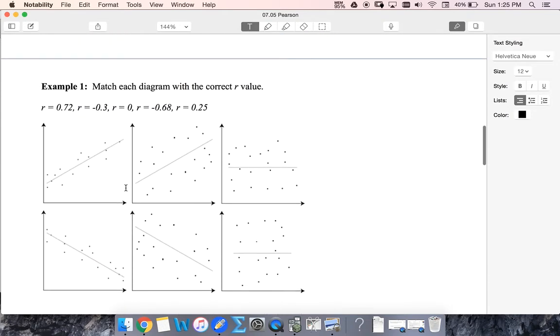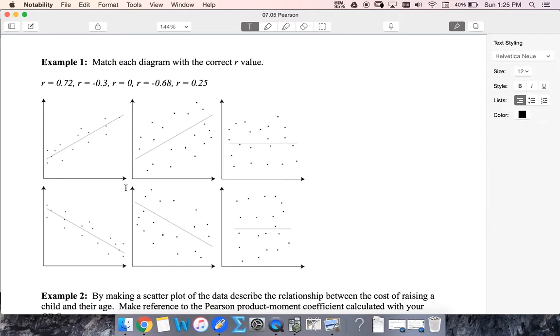So let's look at this first example. We want to match each diagram with the correct value of R. So here's our choices of R. So this one looks like strong positive correlation or moderate positive correlation. So I see positive here, I see positive here, and then this is close to no correlation, negative, negative. So of my positive values, I see 0.25 and 0.72.